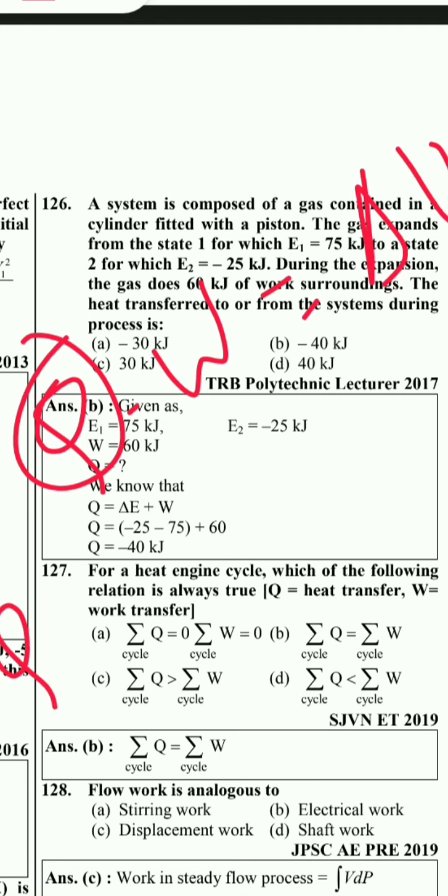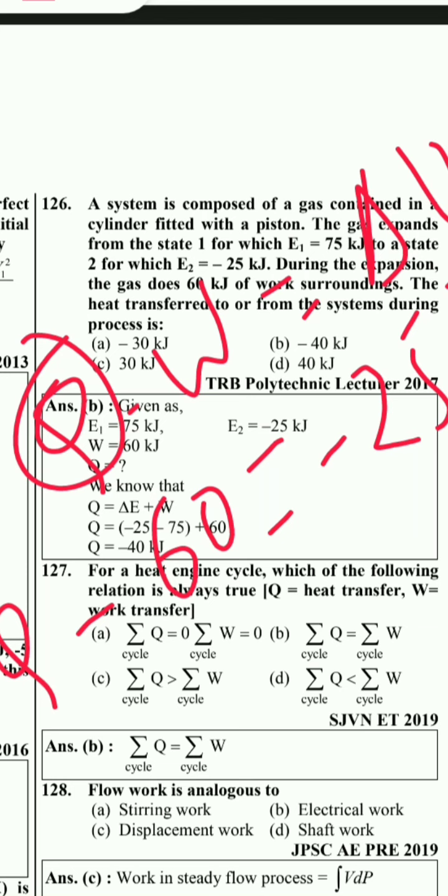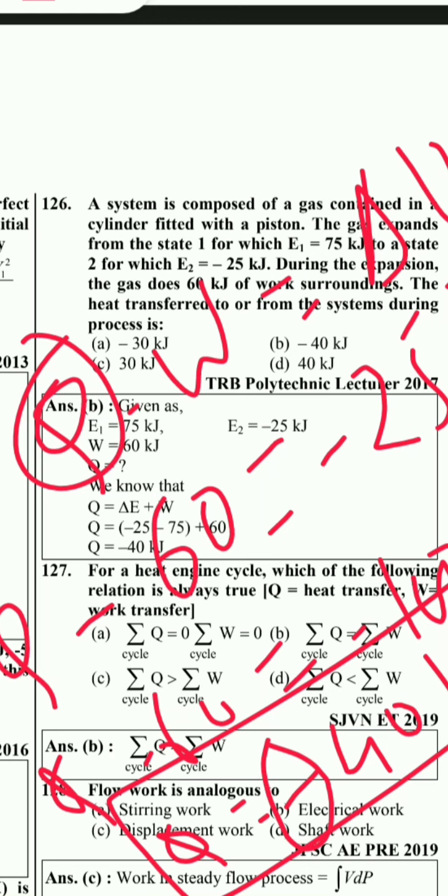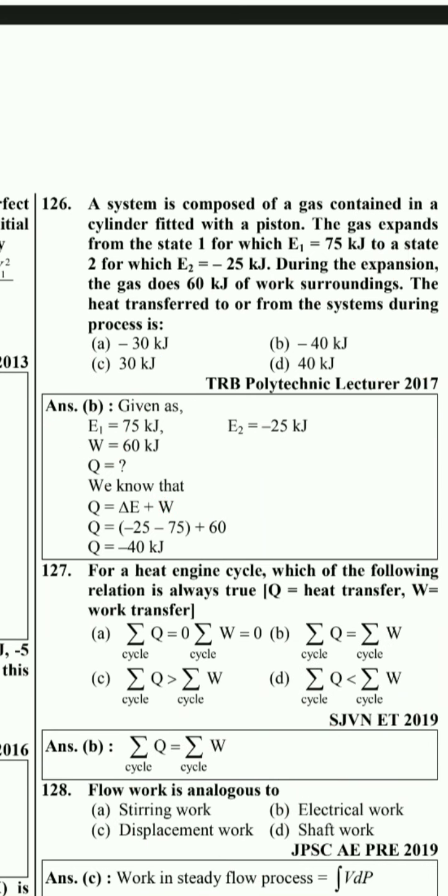So here Q minus work done, which is positive 60, so Q minus 60. The internal energy change is minus 25 minus 75, so it comes out to be Q minus 60 equals minus 100. So Q will be equal to minus 100 plus 60, which equals minus 40 kilojoule. So this negative sign indicates that heat is transferred from the system to the surroundings. So here minus 40, that is option B, will be the right answer.